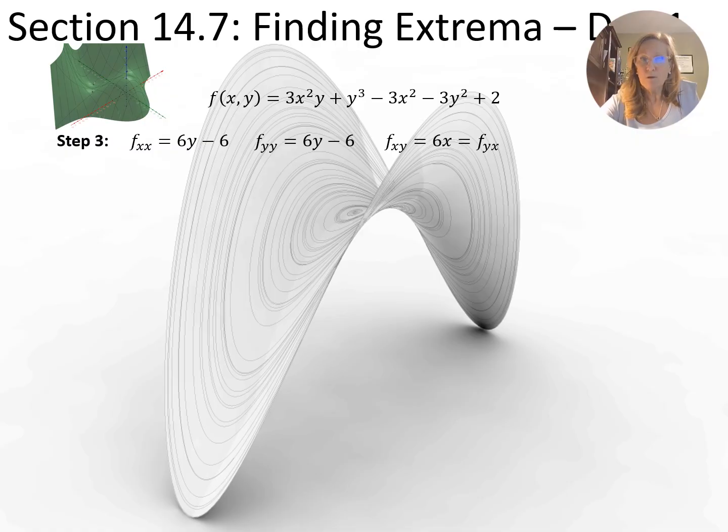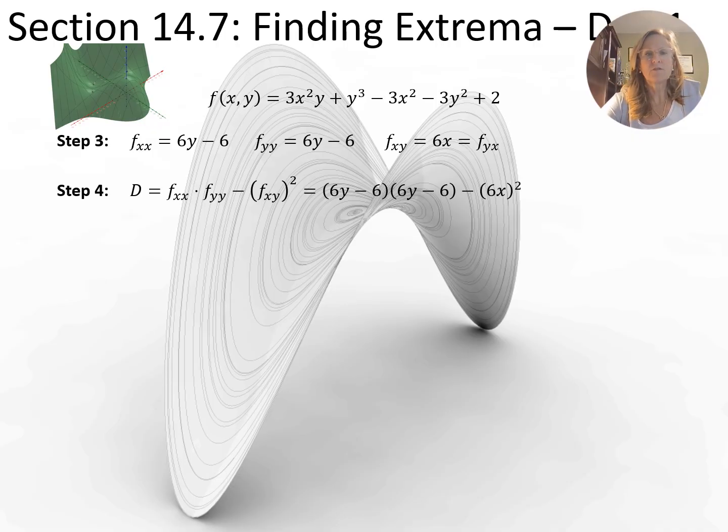So now I get my pure partials and my mixed. fyy is 6y minus 6. Oh, look, my pures are the same. And of course I expected my mixed to be the same because we're dealing with continuity. So then step 4 is I remember my formula for the multivariable second derivative test here. Notice that fxx is in terms of y, same with fyy, and then my mixed is in terms of x.